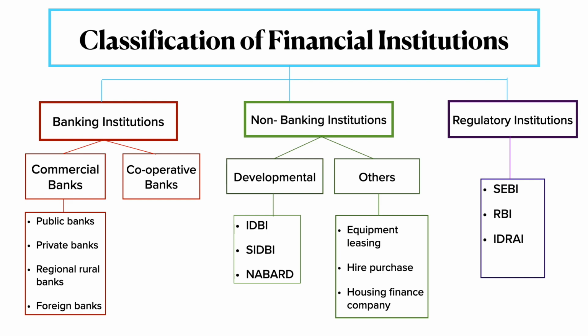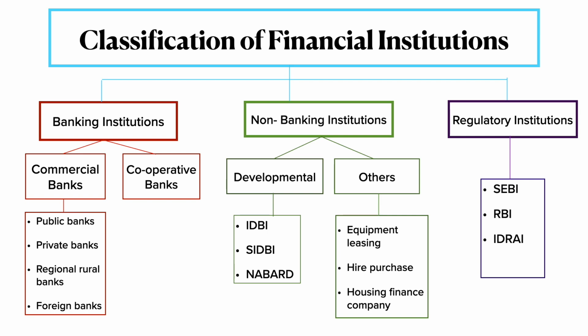Today we'll be beginning with classification of financial institutions, right? Under what categories or under what classifications do these institutions work? We have three broad categories here: banking institutions, non-banking institutions, and regulatory institutions. Remember three: banking, non-banking, and regulatory.